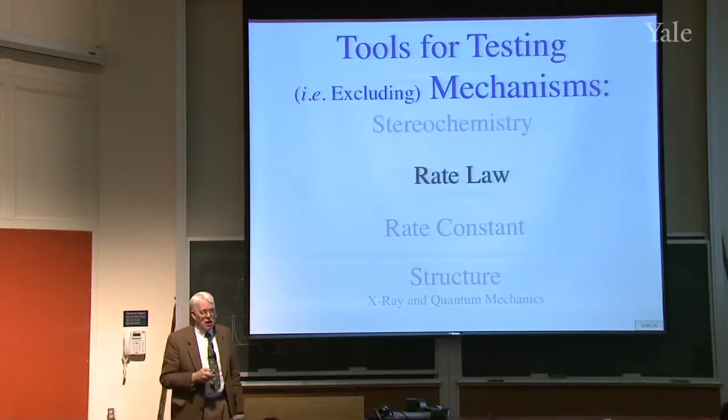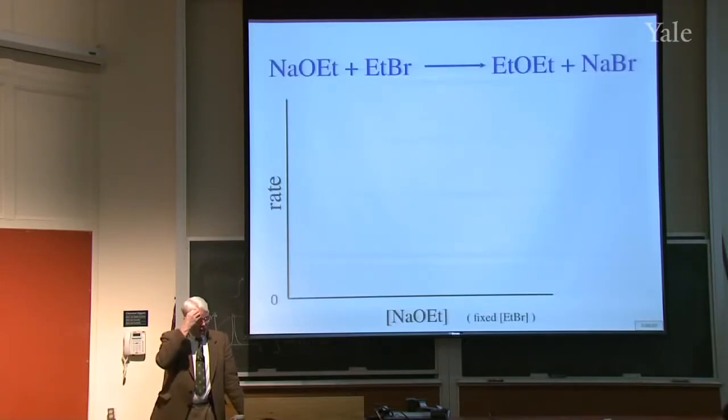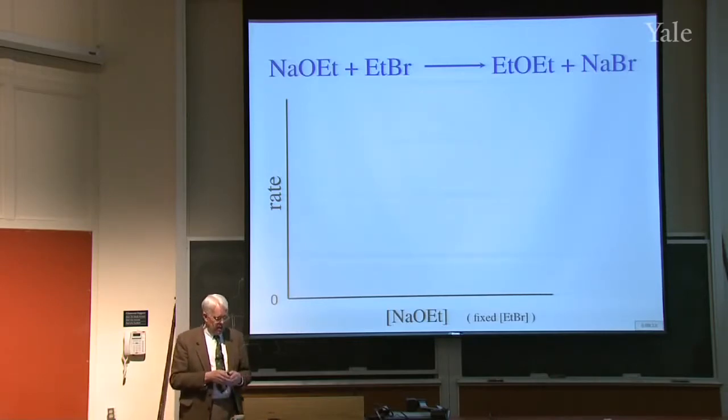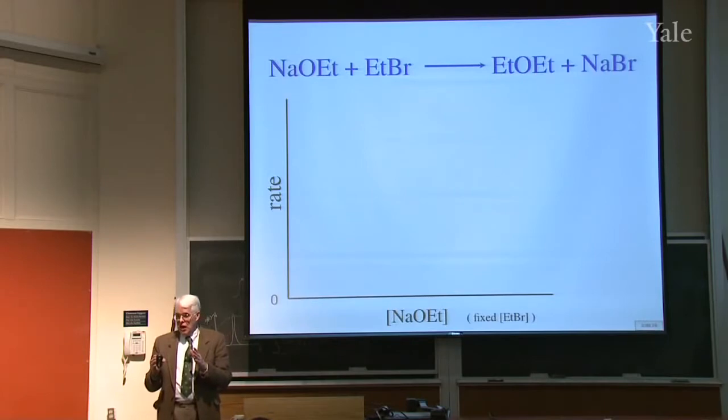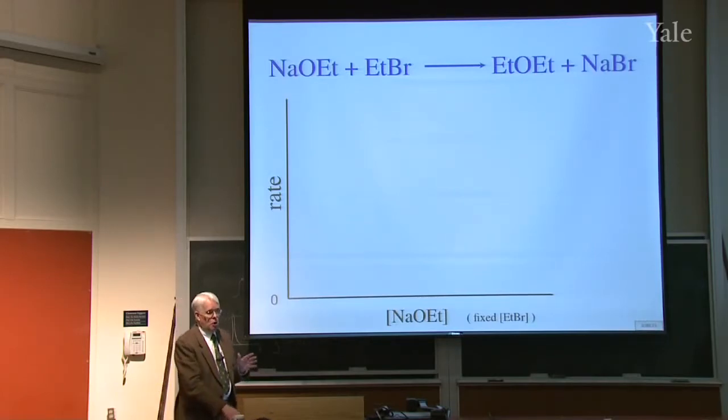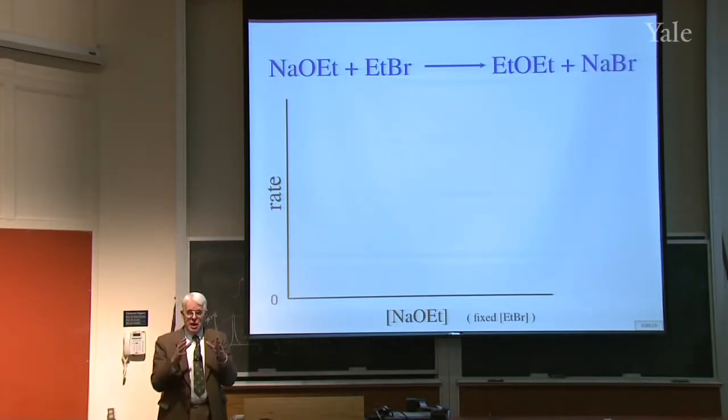Now let's look at the rate law, what it can tell us, how the rate depends on concentration. So this reaction I'm showing here is ethoxide anion attacking ethyl bromide. So the ethoxide replaces bromide as the leaving group, and we're looking at the rate of forming the product or losing the starting material as a function of how much the concentration of ethoxide is. And we're going to fix the concentration of ethyl bromide. It's assumed that ethyl bromide, which is the subject of this whole thing, the rate's going to be proportional to it. The question is, is the rate proportional to ethoxide?